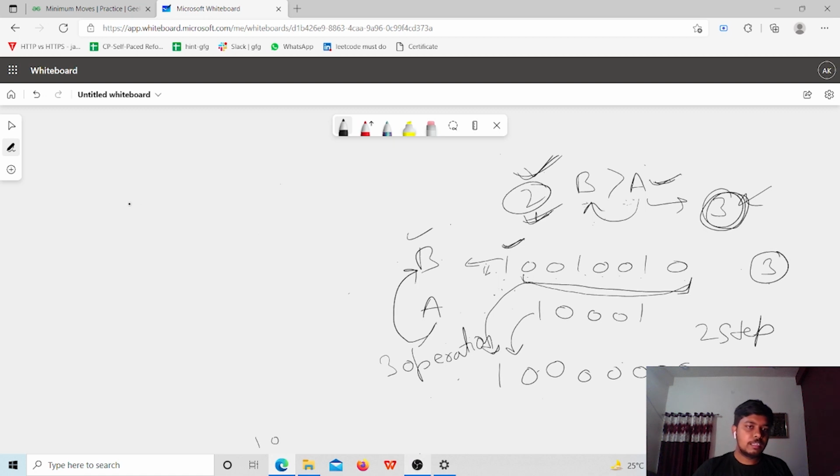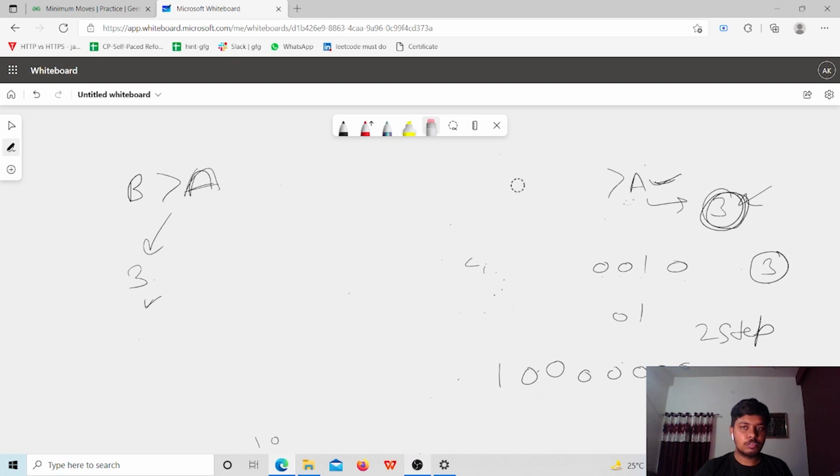So by this condition, we have concluded that if B is greater than A, then the answer will be 3 in this case. Now let's think, can our answer be less than 3 also?